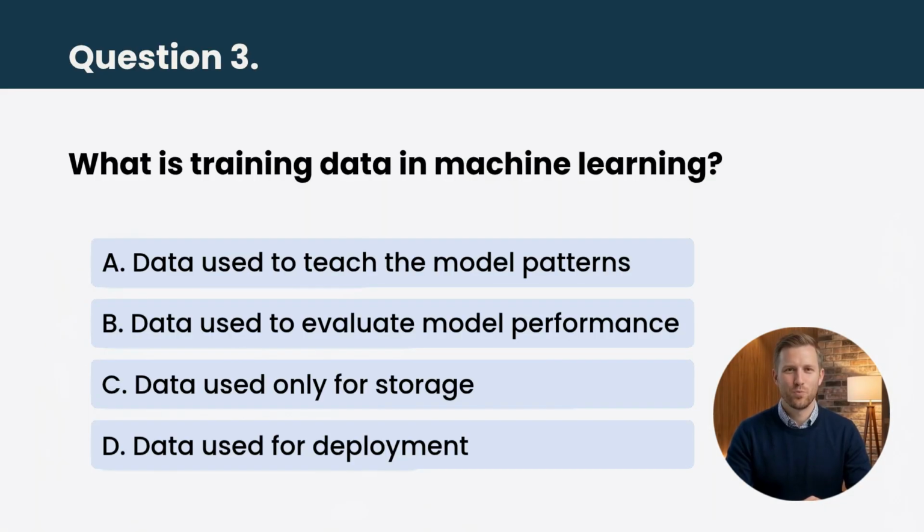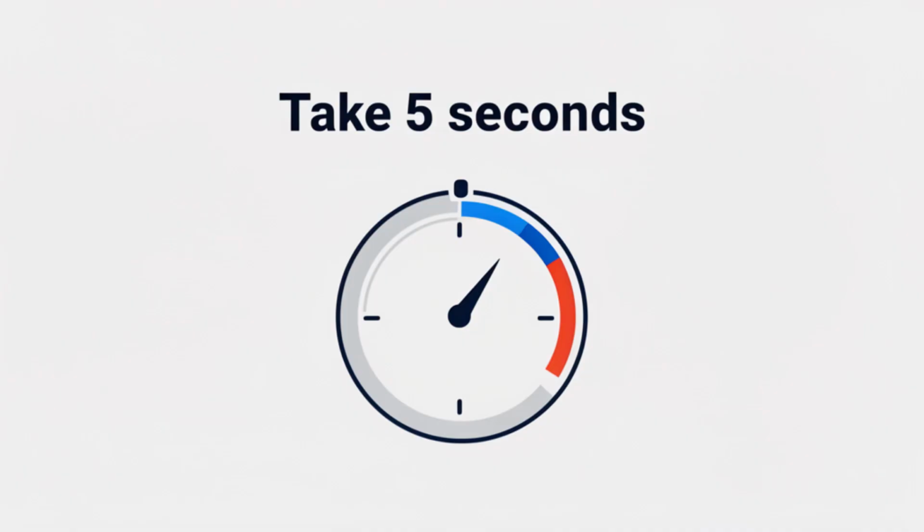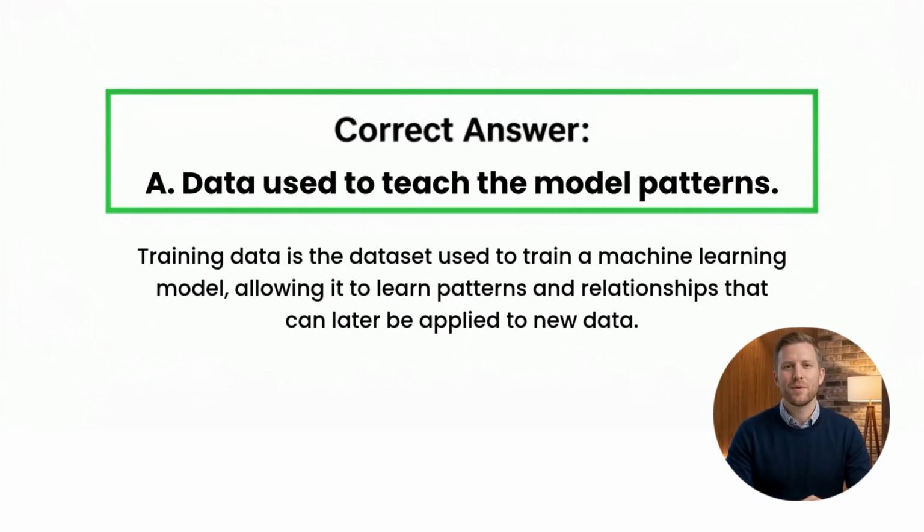Question 3. What is training data in machine learning? A. Data used to teach the model patterns. B. Data used to evaluate model performance. C. Data used only for storage. D. Data used for deployment. Take 5 seconds before answering. The correct answer is A. Data used to teach the model patterns. Training data is the data set used to train a machine learning model, allowing it to learn patterns and relationships that can later be applied to new data.